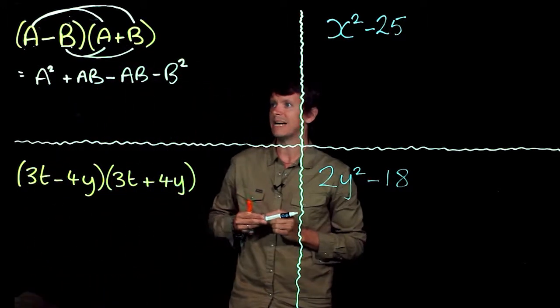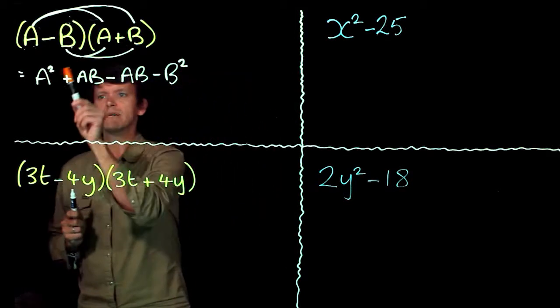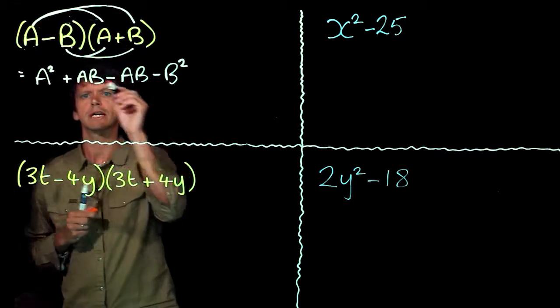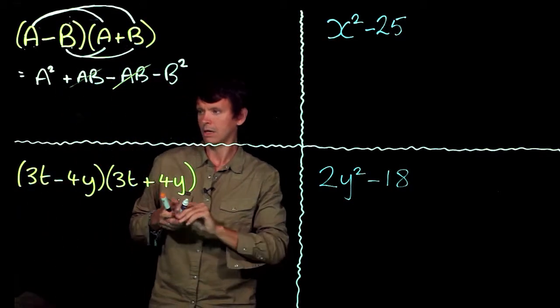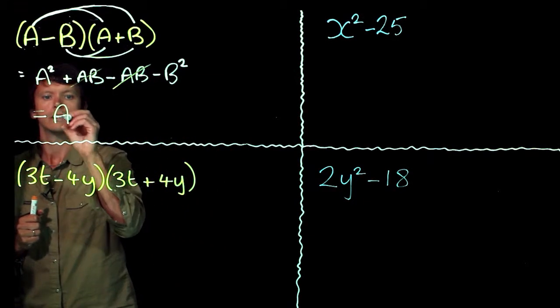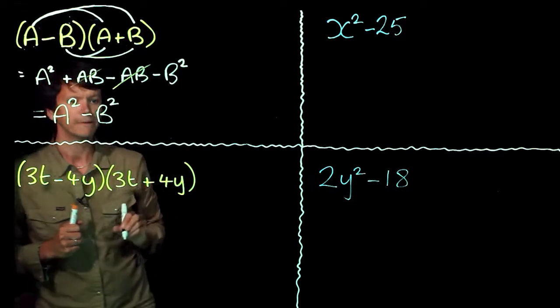So there we go, I've expanded that. I'm just going to tidy it up a little bit here. If we notice in the middle, we've got plus ab minus ab. Now, of course, those are just going to cancel each other out, so we can strike those out. What we're left with when we tidy up is a squared minus b squared.